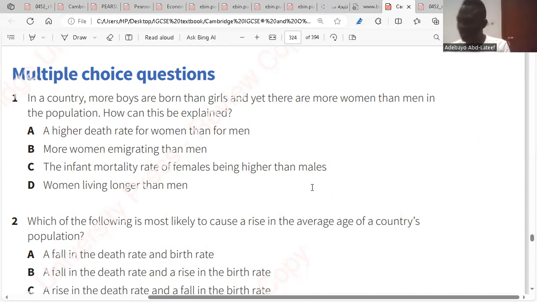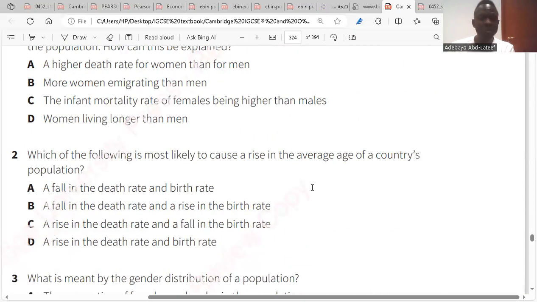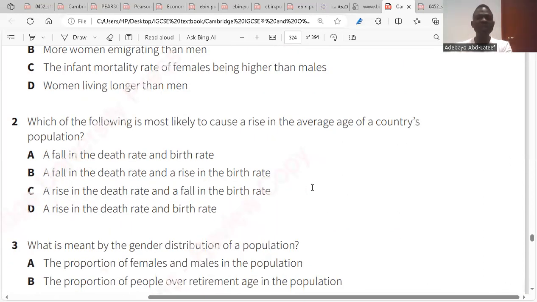Women living longer than men, yes. Question 2D, right? Question 2. Which of the following is most likely to cause a rise in the average age of the country's population? A rise in death rate and birth rate? No. B. A fall in the death rate and a fall in the birth rate too.